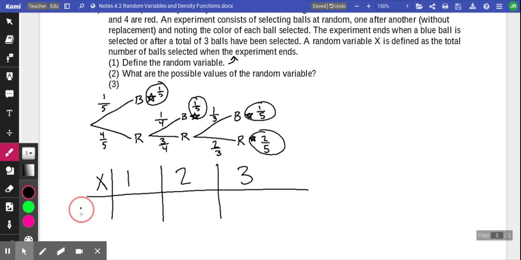Now to finish this, we're almost done. The probabilities of these, we just need to grab from up here. The probability of having this experiment with just 1 ball taken is 1 out of 5, 1/5. With 2 balls, that was also 1/5. And with 3 balls, it's these 2 together, so 1/5 plus 2/5, which would make it 3/5. There we go.